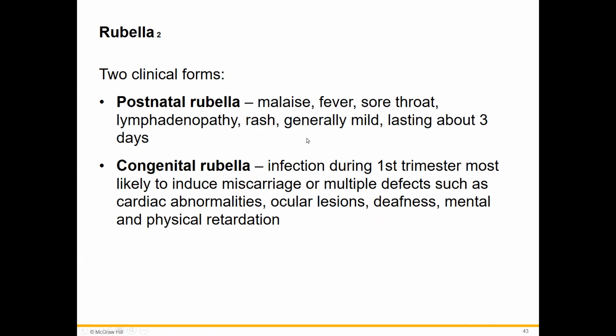Congenital rubella would be if a mom was infected during the first trimester. This would induce a miscarriage or potentially multiple birth defects. So obviously, this is where we would test mom and make sure mom has immunity or has been vaccinated or is not infected. If infection occurs during the first trimester, though, typically miscarriage will be induced due to the infection.